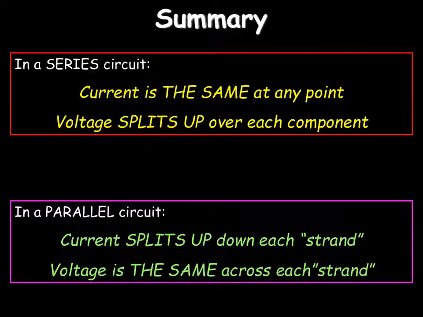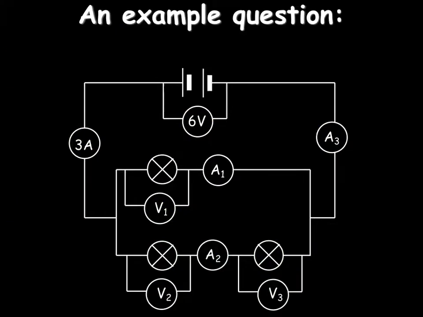So, summary. Current is the same at any point in a series circuit, but the voltage splits up over each component. Whereas in a parallel circuit, the current splits up down each strand or arm or branch, and the voltage is the same across each strand. Now, there you go. Throw you straight into the deep end.